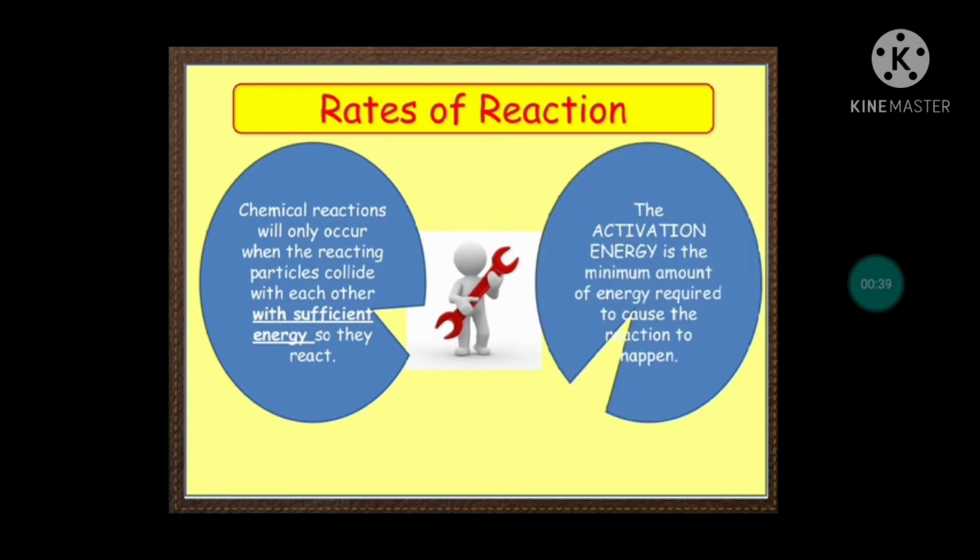So I will say here that chemical reactions will occur only whenever reacting particles collide with each other with sufficient energy. This sufficient energy we call the activation energy. This is nothing but the minimum amount of energy that reactant particles need to become the product.